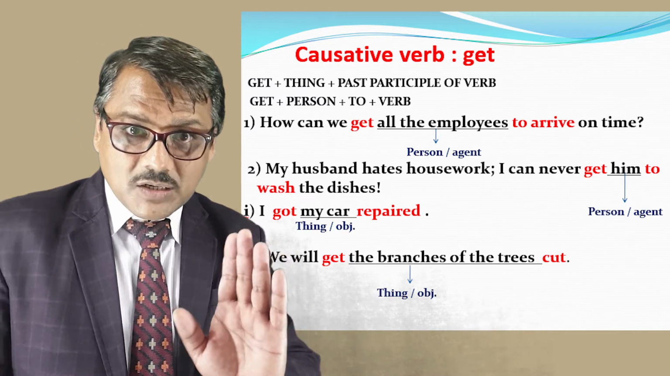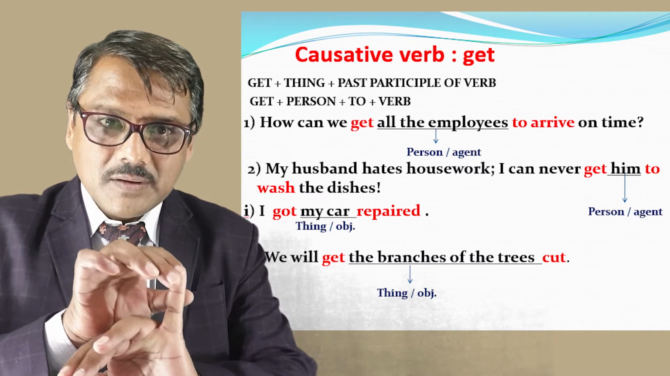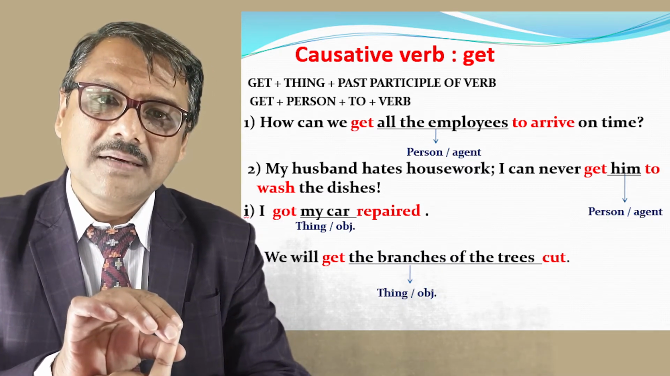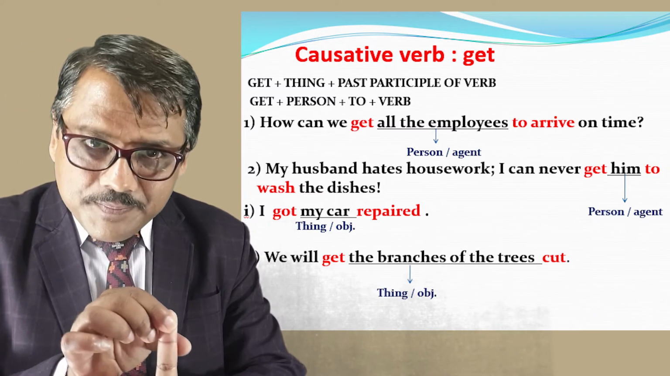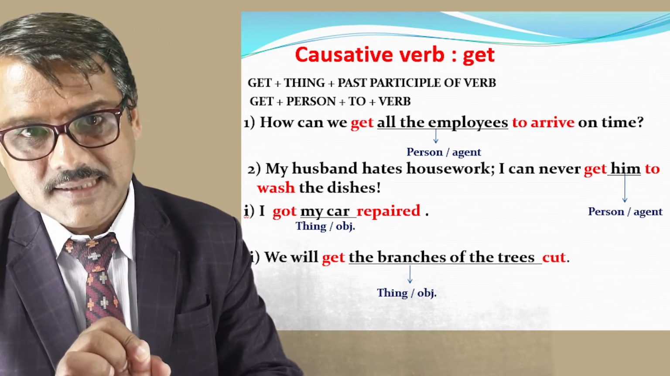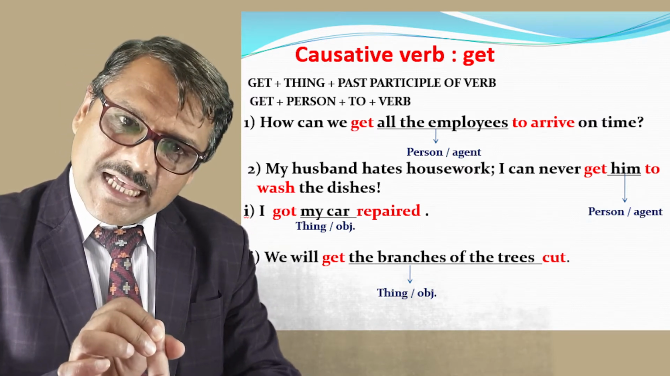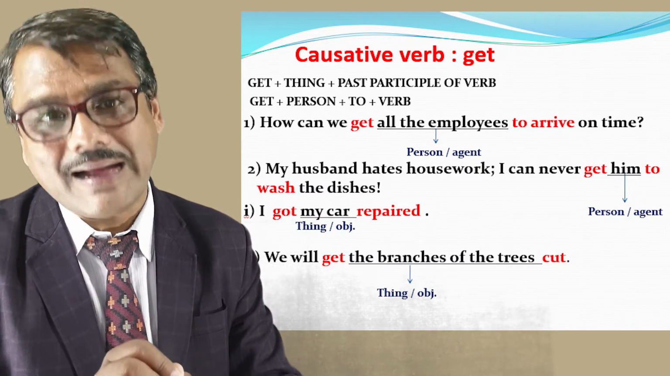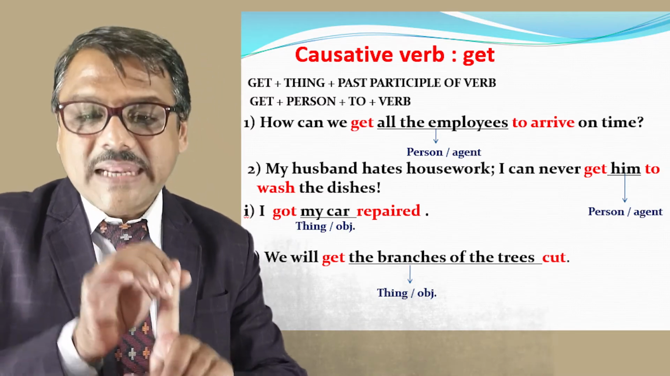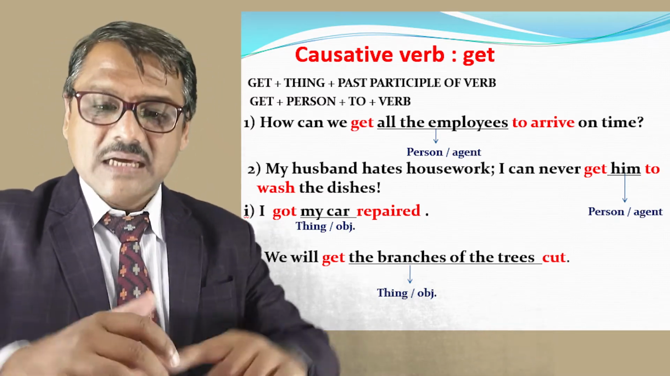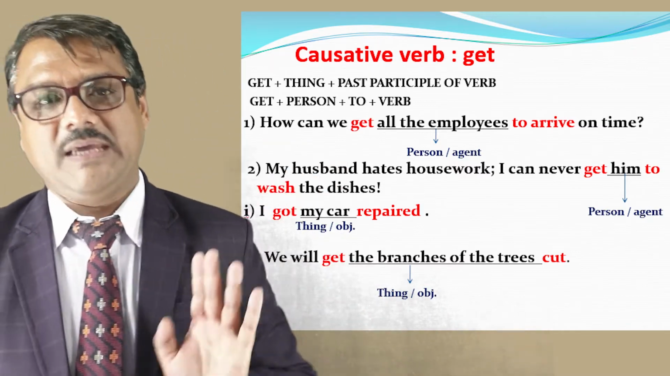And now let's talk about the meaning. When you use let, that implies the meaning permit. When you use help, that implies the meaning assist. When you use make, the meaning is force or require. And if you use the causative verb get, the meaning is convince or motivate or encourage someone to do something.